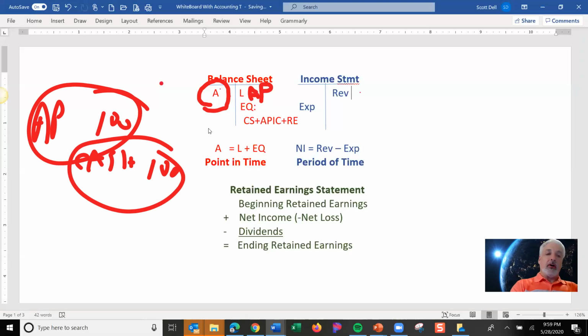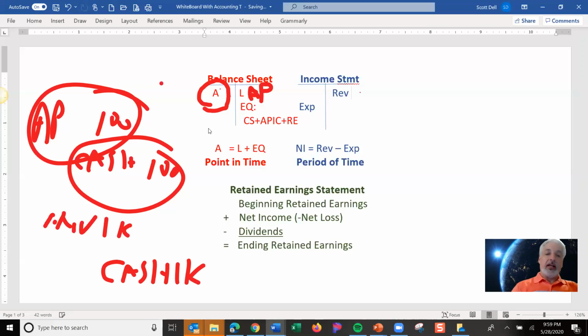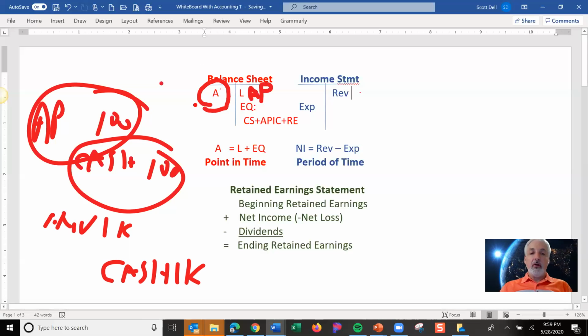How about if we bought inventory? We got inventory of $1,000. We used cash to pay for it, $1,000. What happened? Our cash went down 1,000, one asset went down, and another asset, inventory, went up.